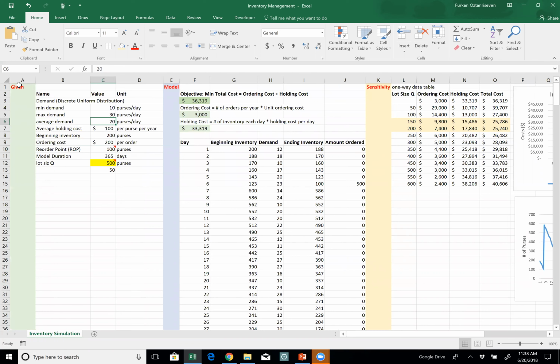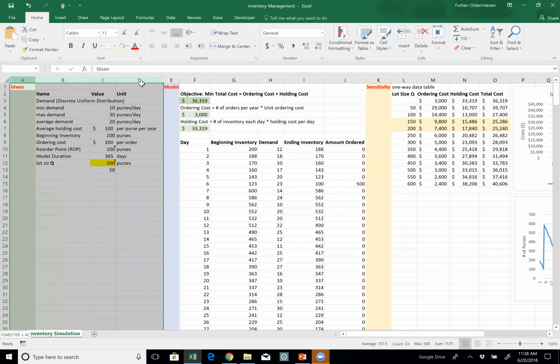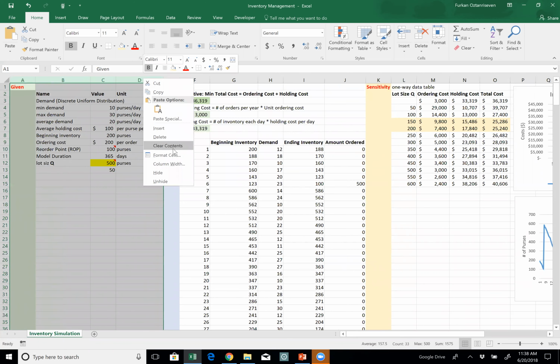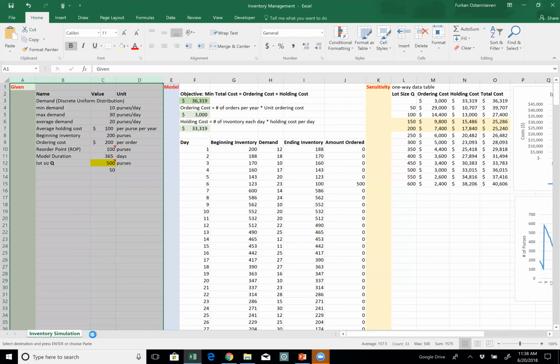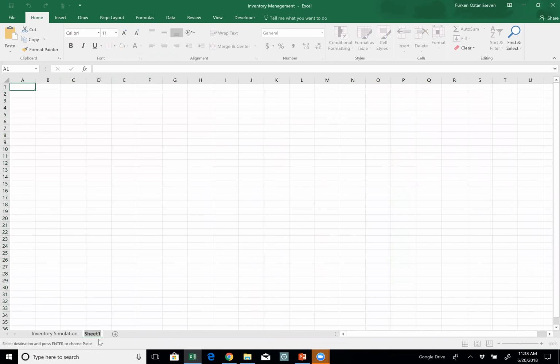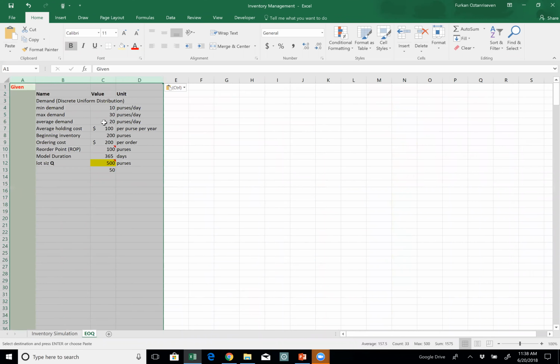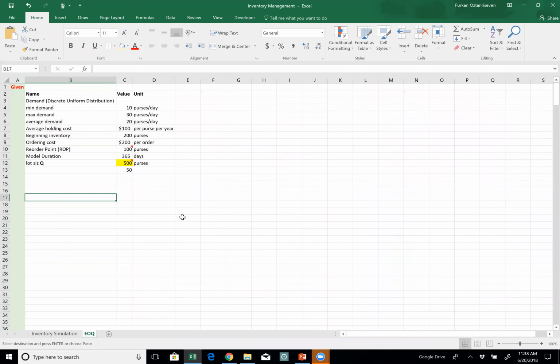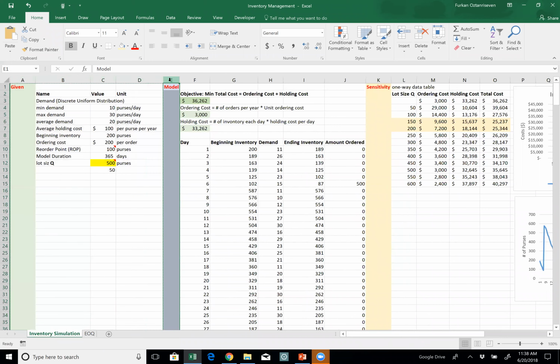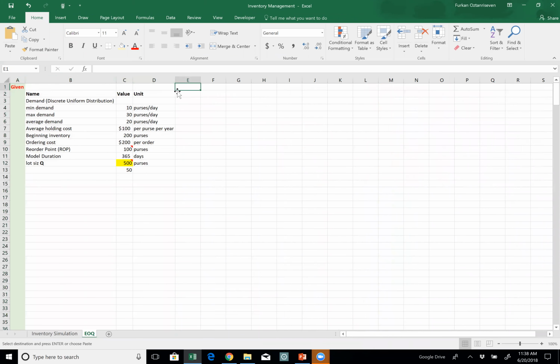So what I'm going to do is copy this section right here, the given information. Then I will create a new Excel sheet, call it EOQ, economic order quantity, and paste that information here. So I have this given information, and now I would like to build my EOQ model based on this. I can maybe even copy the model title right here.